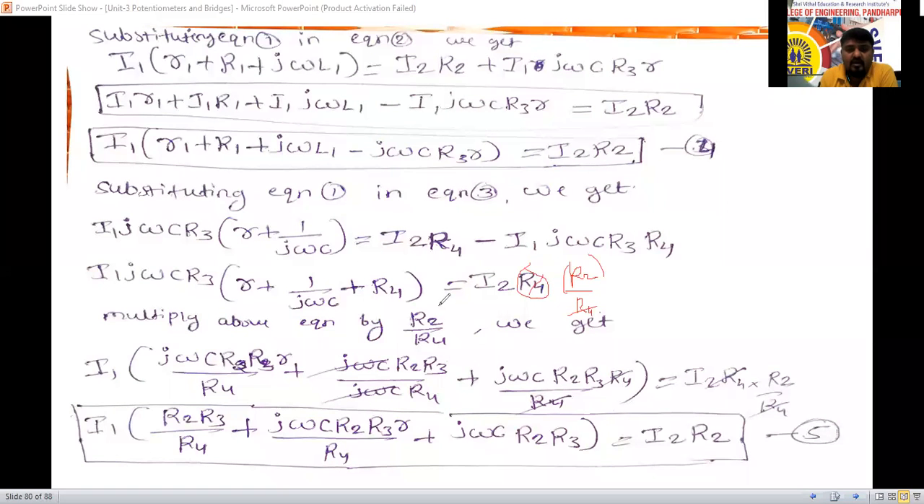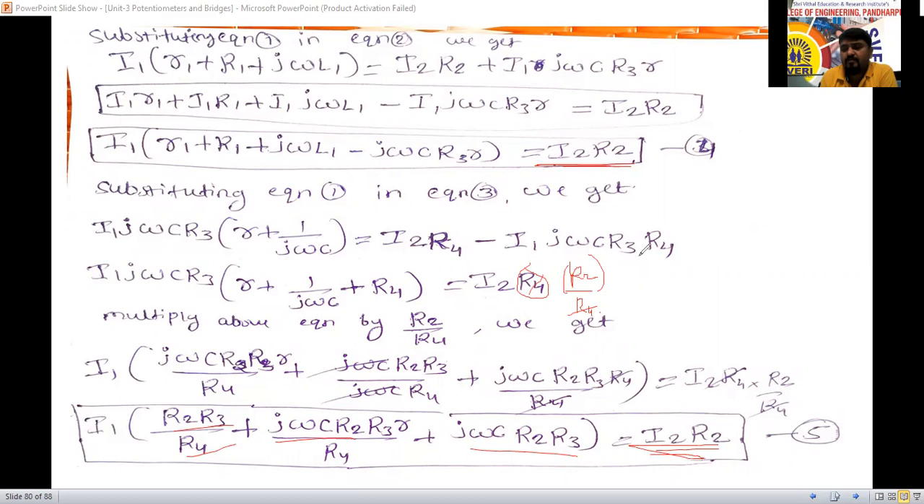So multiplying R2 by R4 to the above equation, this equation will get the whole thing. I am going to multiply here. Here the R2 R4 term will come, here also the R2 R4 term will come, here also the R2 R4 term will come. Here R4 gets cancelled, I2 R2 is there, and the final equation will be I1 equal to I1 R2 R3 divided by R4 plus j omega. This whole term I have multiplied inside. I have taken here j omega c R2 R3 R divided by R4 plus j omega c R2 R3. Here I2 R2 here. Now you compare the RHS of equation number 4 and 5.